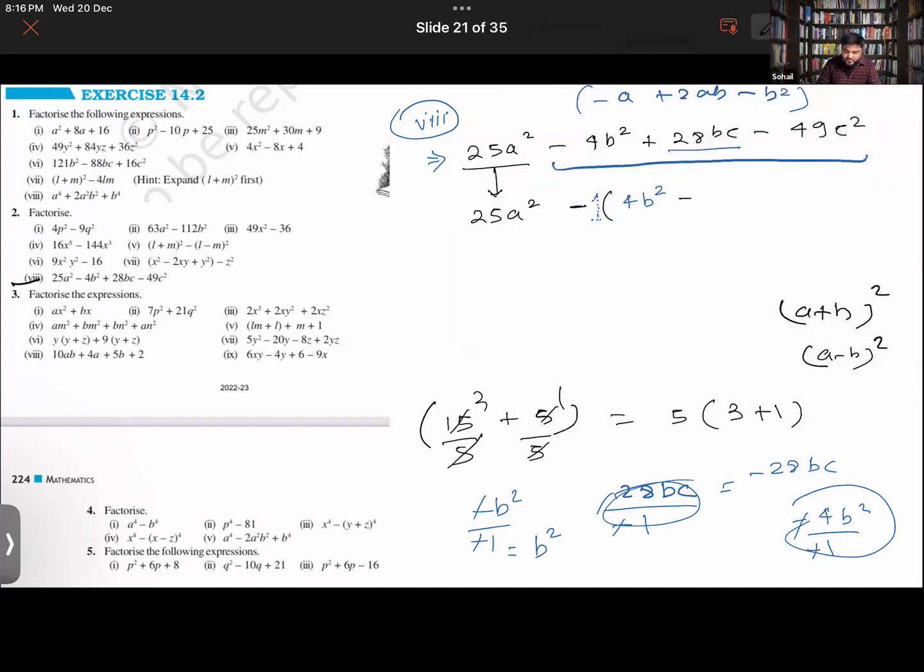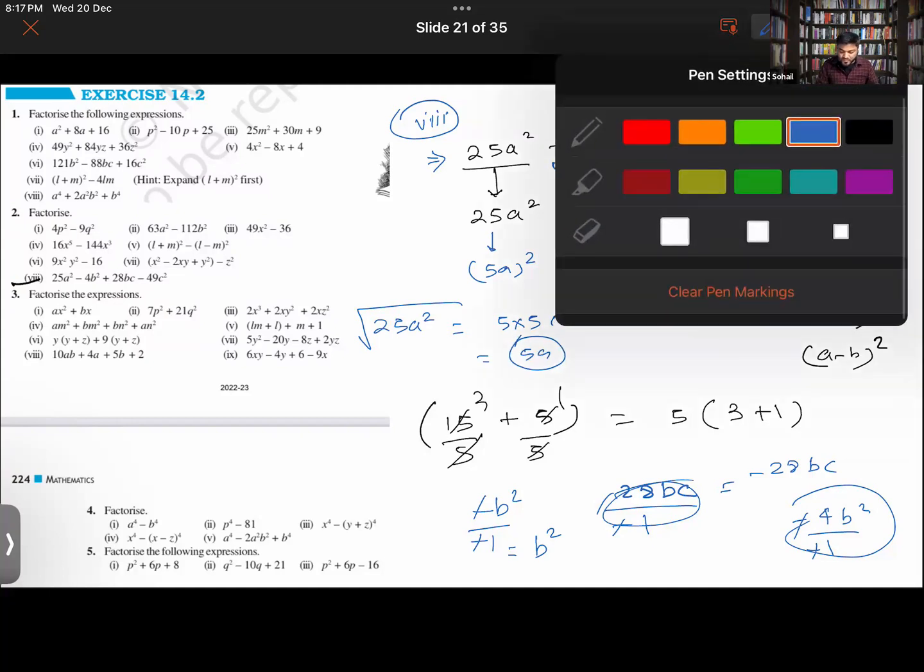So 4b square, this will be minus 28bc plus 49c square. Hope that is clear to everyone. No confusions. Now you will be writing it in the square root. So that will be 5a whole square, 25a square. Under root it is 5 into 5 into a square, so that is 5a that we get outside. Basically the root of 25a square is 5a.